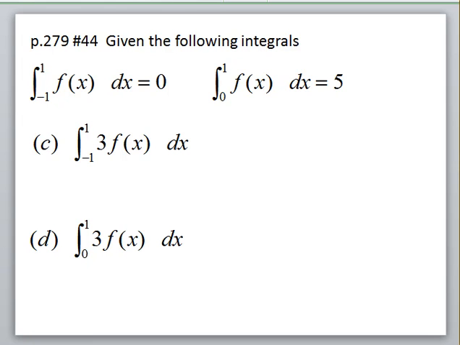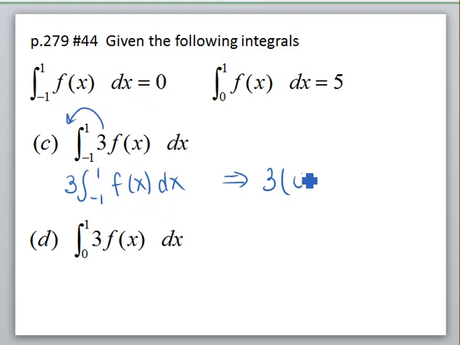Alright, we have a few more of these types of problems where we're going to continue to use those rules. If I look at this one, I just have that constant out in front, so I'm going to bring it out in front. When I bring that out in front, I can then say it's 3 times whatever this integral is, which happens to be 0, and 3 times 0 is 0.